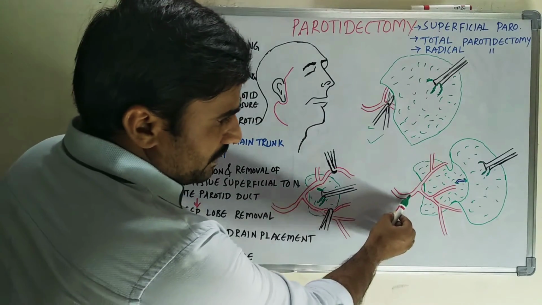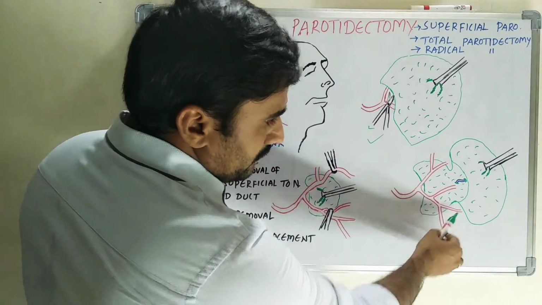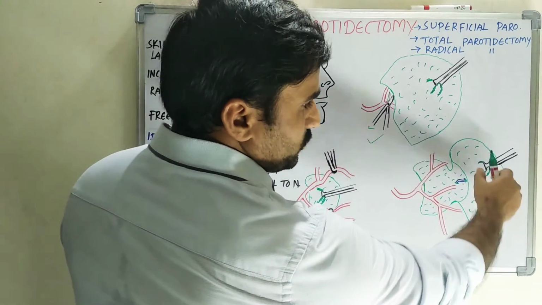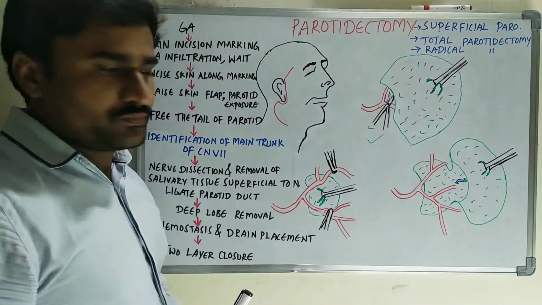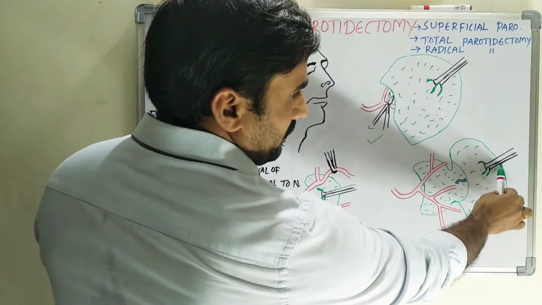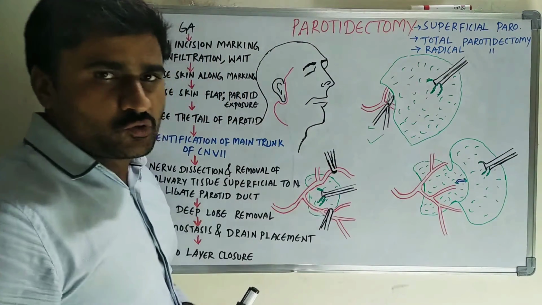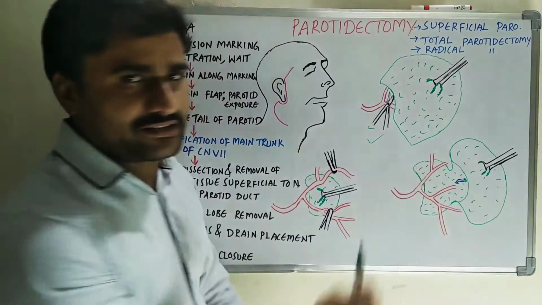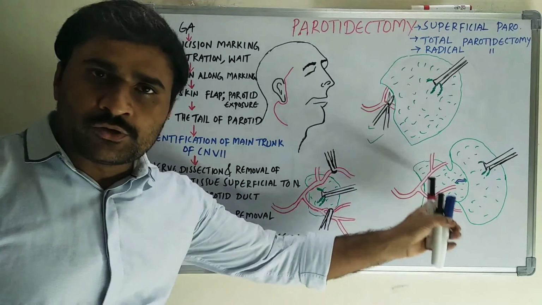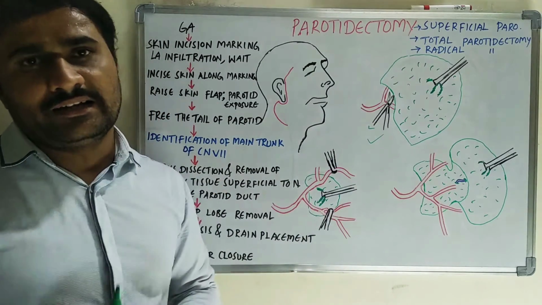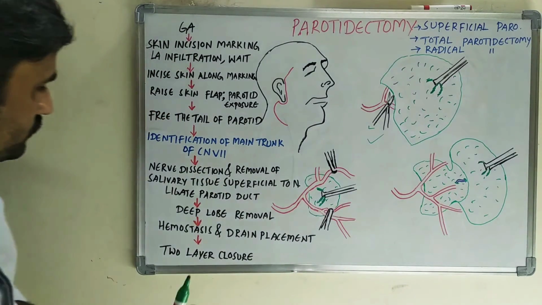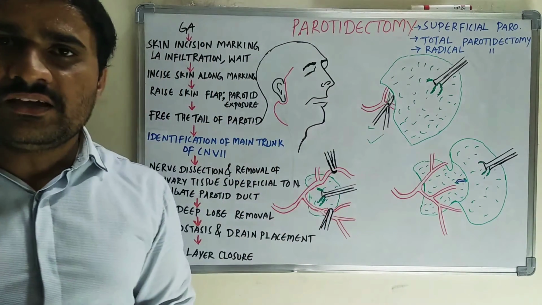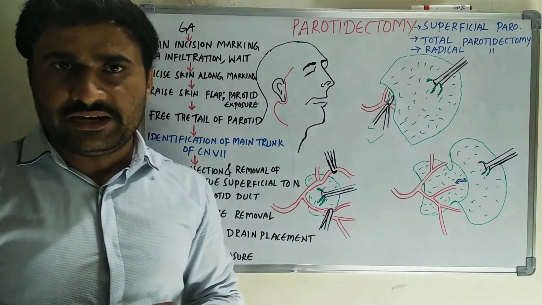So these red colored ones are all the facial nerve branches, and this is the superficial salivary tissue dissected, and this is the retractor, your tooth holding forceps, right, tissue holding forceps, and this is the parotid duct. When you identify the parotid duct, you have to ligate it and cut it, right? So until this step is the superficial parotidectomy, right?